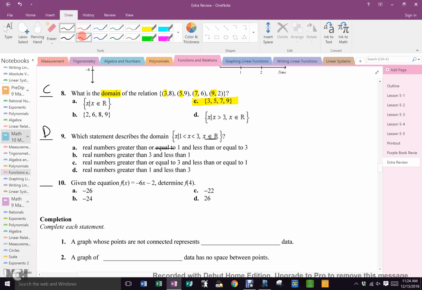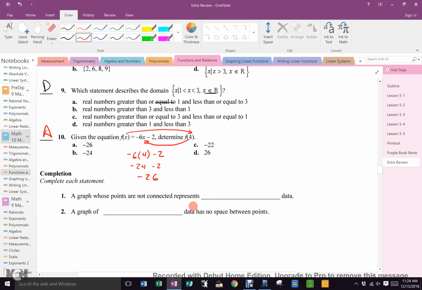And here is function notation. f of x is this. I need the f of 4. The x is now a 4, so 4 is now my input. -6 times 4 minus 2. -24 minus 2, -26. A.